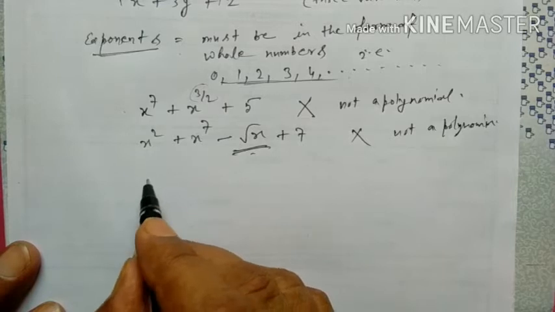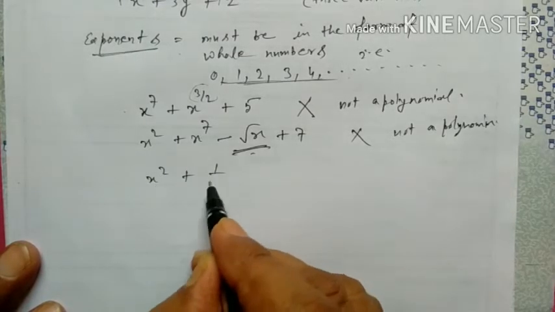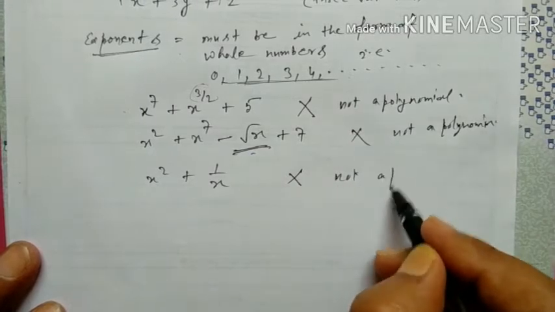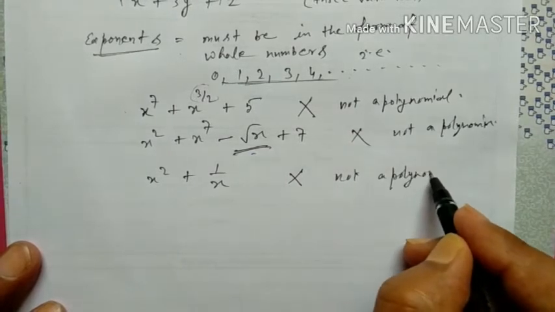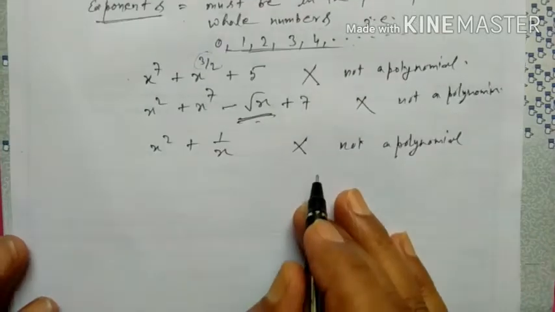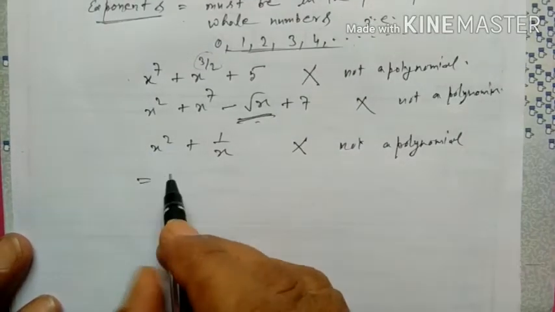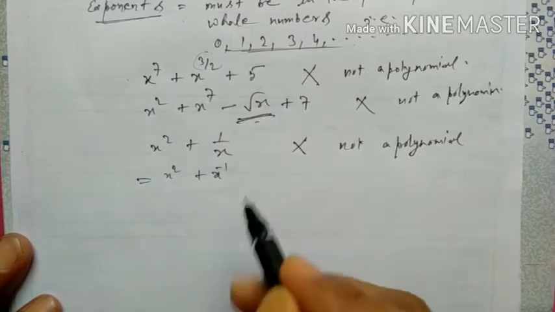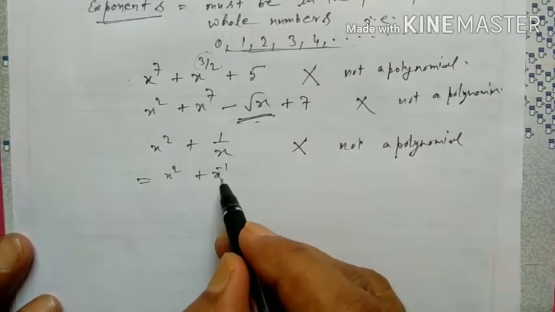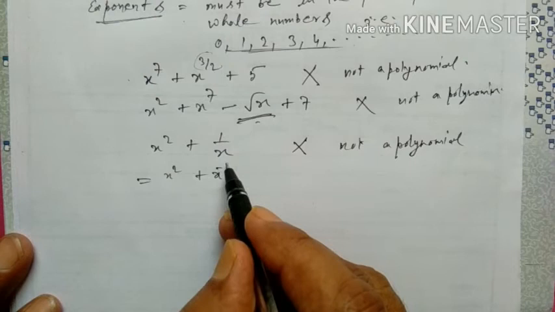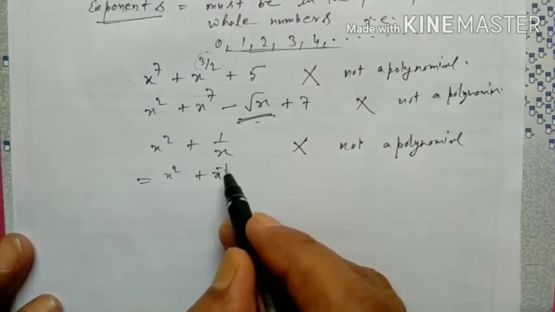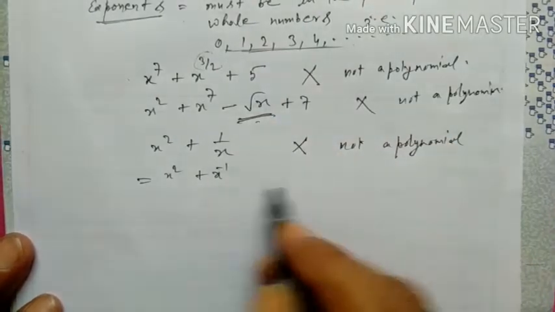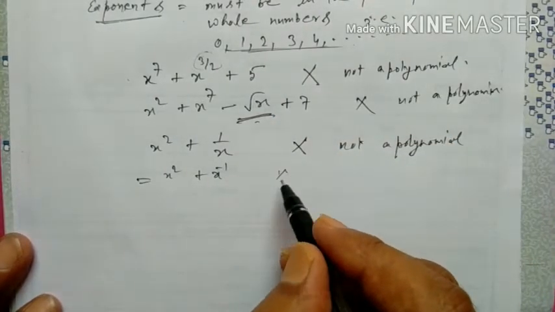One more example: x square plus 1 by x. This is also not a polynomial, because it is equal to x square plus x power minus 1. The exponent of this x is minus 1. This is not a whole number, so this is not a polynomial.